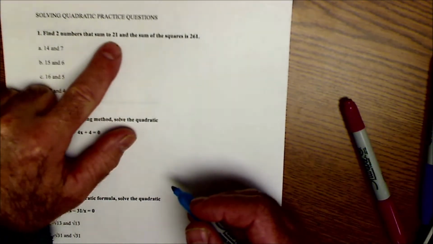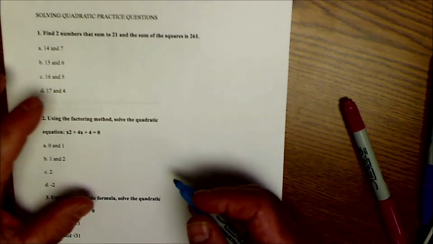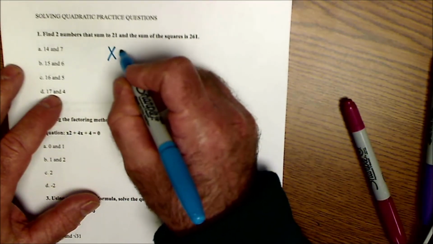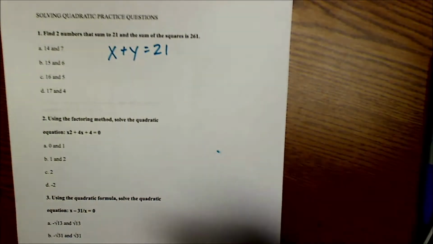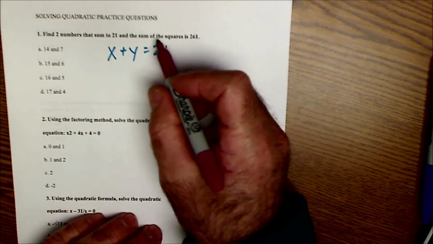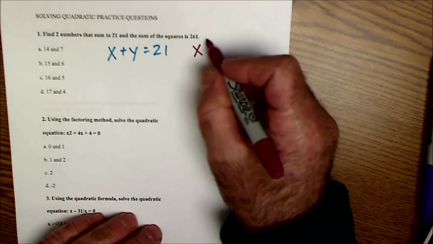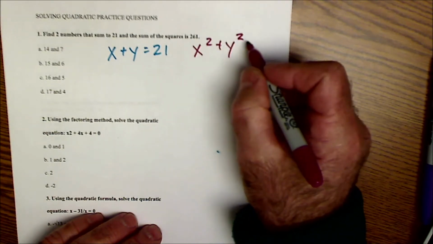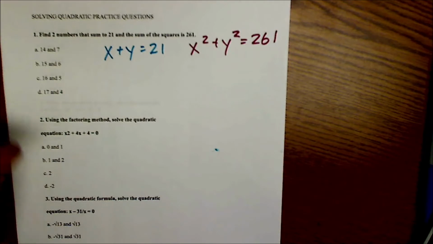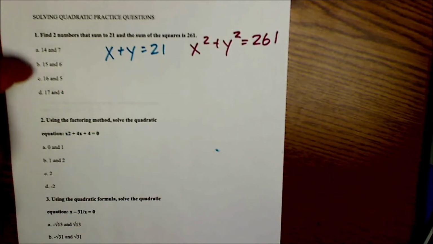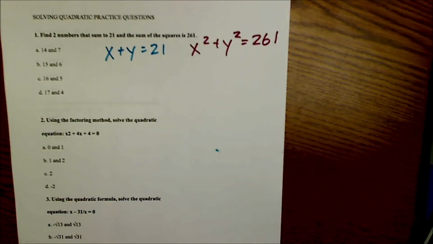Find two numbers that sum to 21. So they're different numbers, so that's going to be x plus y equals 21. And then the sum of the squares is 261. So the sum of the squares is equal to 261. I could actually just pick answers from the multiple choice and plug them in and see which ones work and eliminate ones that don't work.